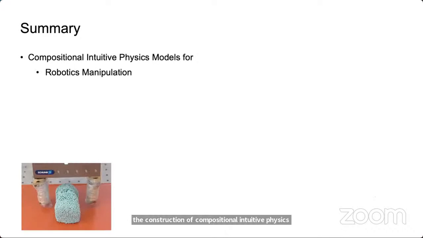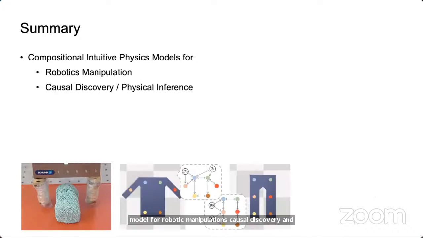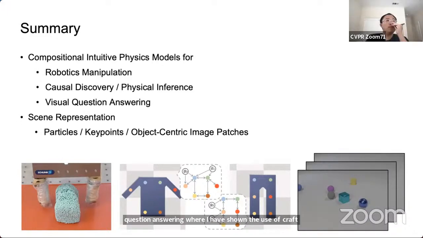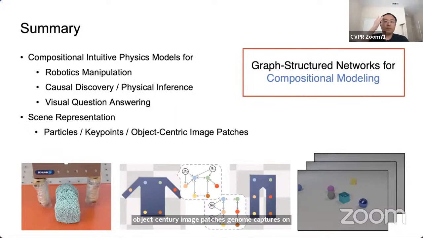In this talk, I have discussed the construction of compositional intuitive physics models for robotic manipulation, causal discovery and physical inference, as well as applications in visual question answering, where I have shown the use of graph-structured networks with different types of scene representations, like particles, keypoints, and object-centric image patches. GNNs capture underlying inductive bias, successfully model the compositionality of the systems, and deliver impressive generalization results.